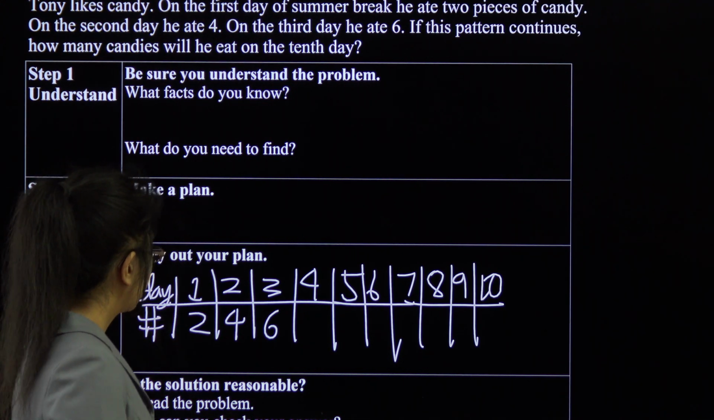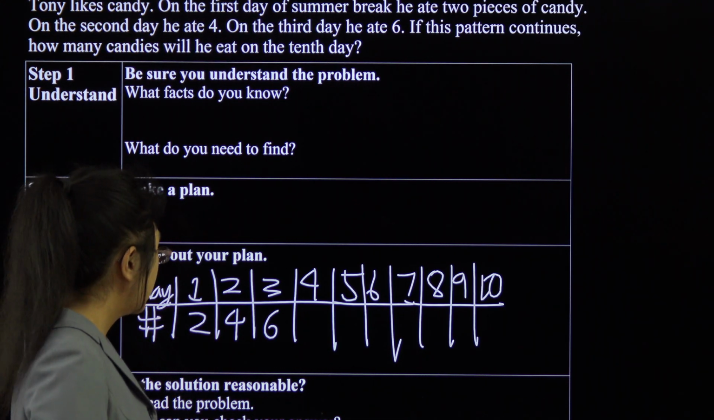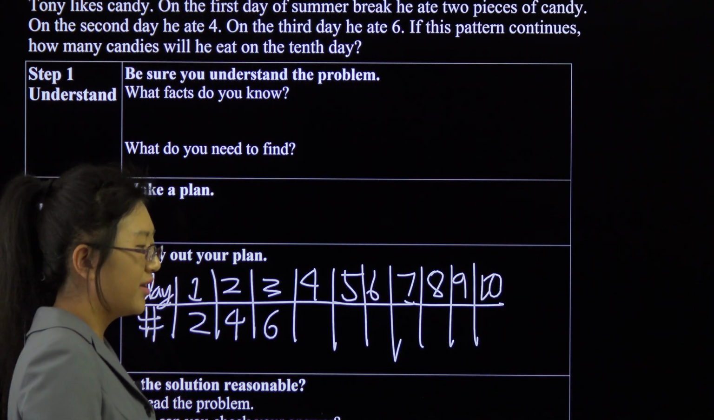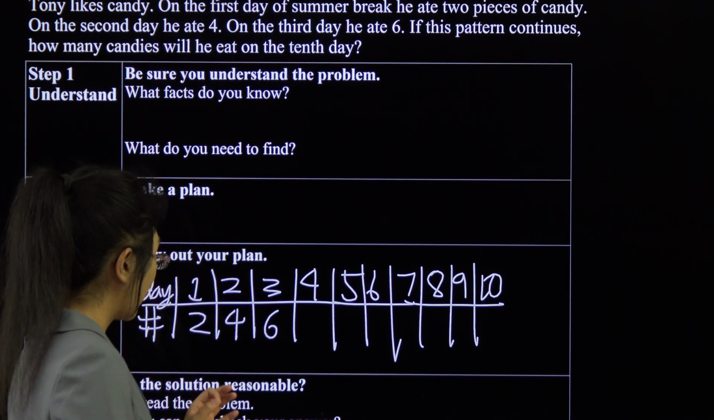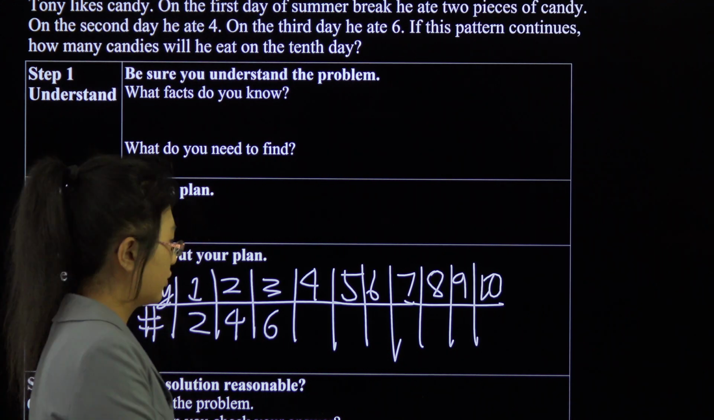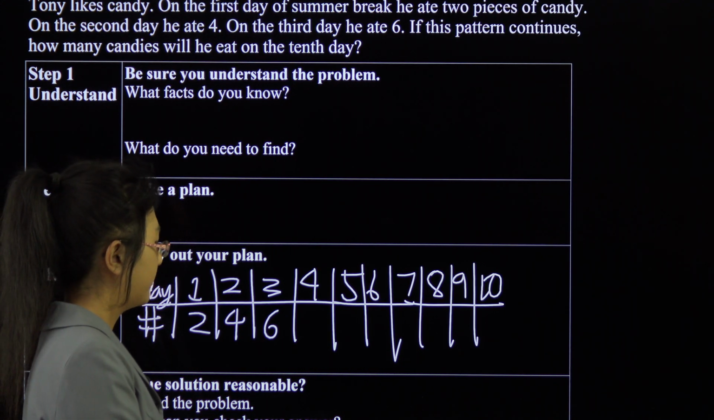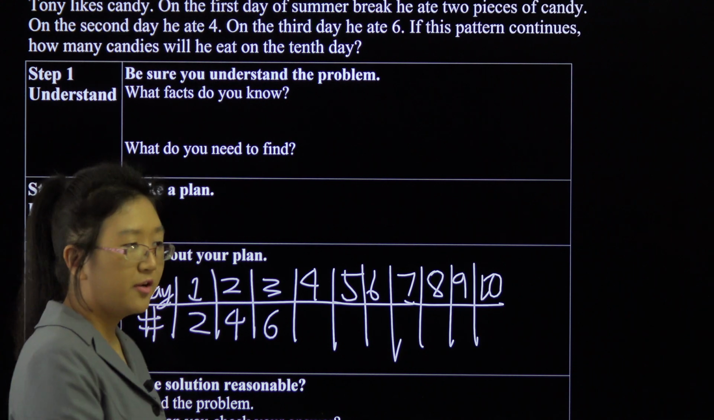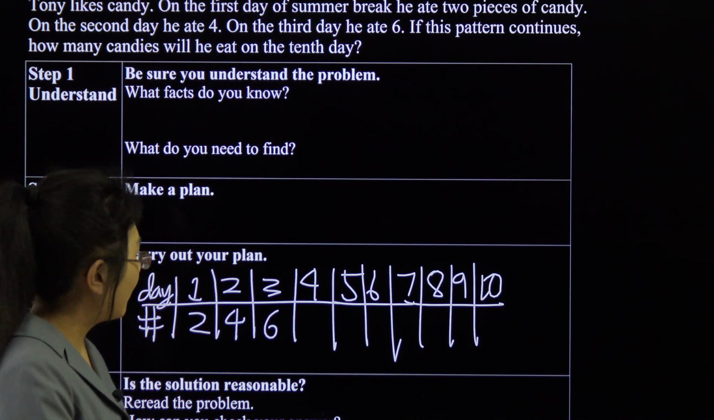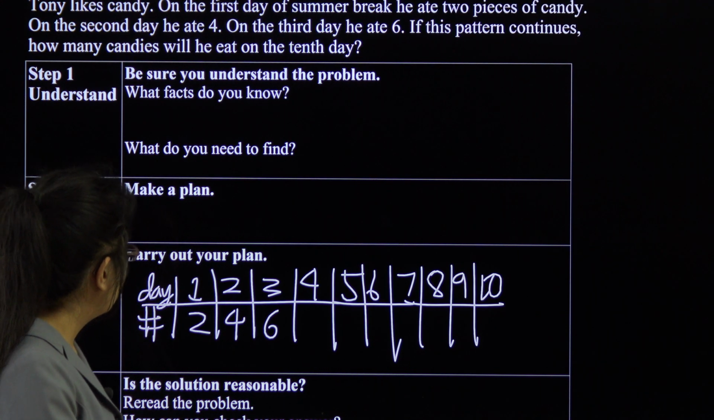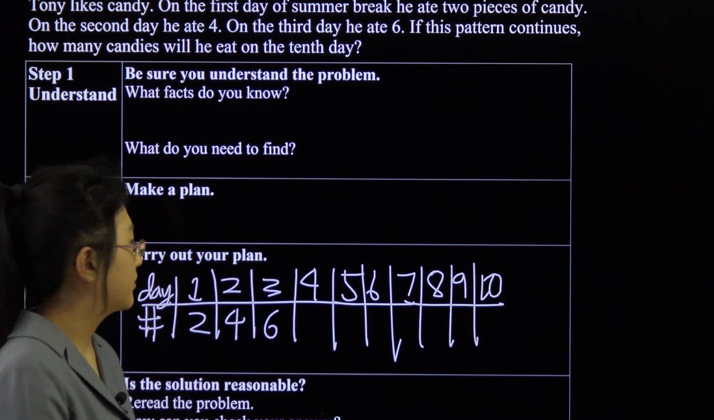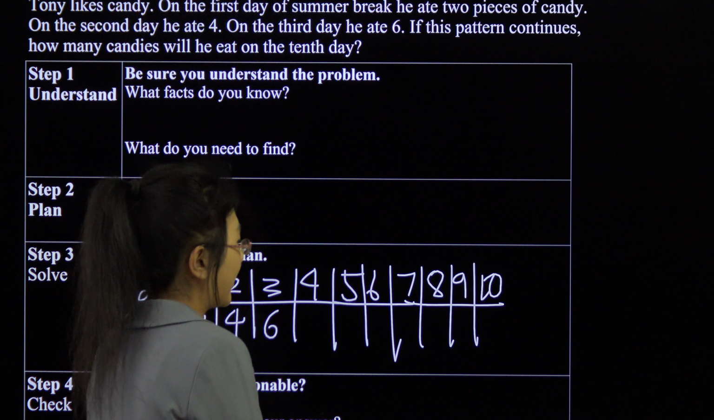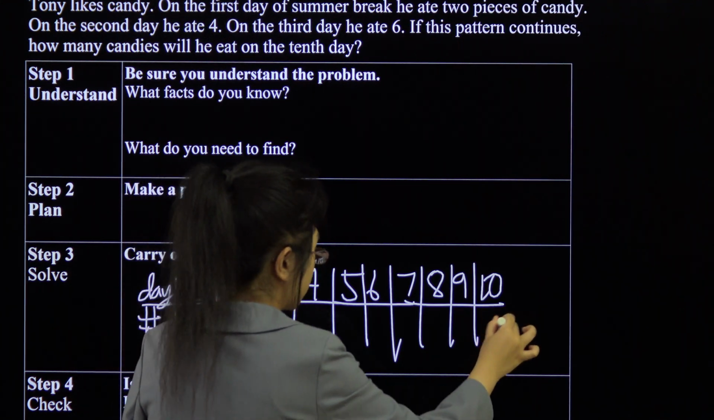We realize 1 times 2 is 2. 1 plus 1 is also 2. 2 plus 1 is 3, which is not equal to 4. 2 times 2 is equal to 4. 3 times 2 is 6. It appears that the pattern rule is day times 2, or day number times 2. So on the 10th day, it would be 10 times 2, which is 20.